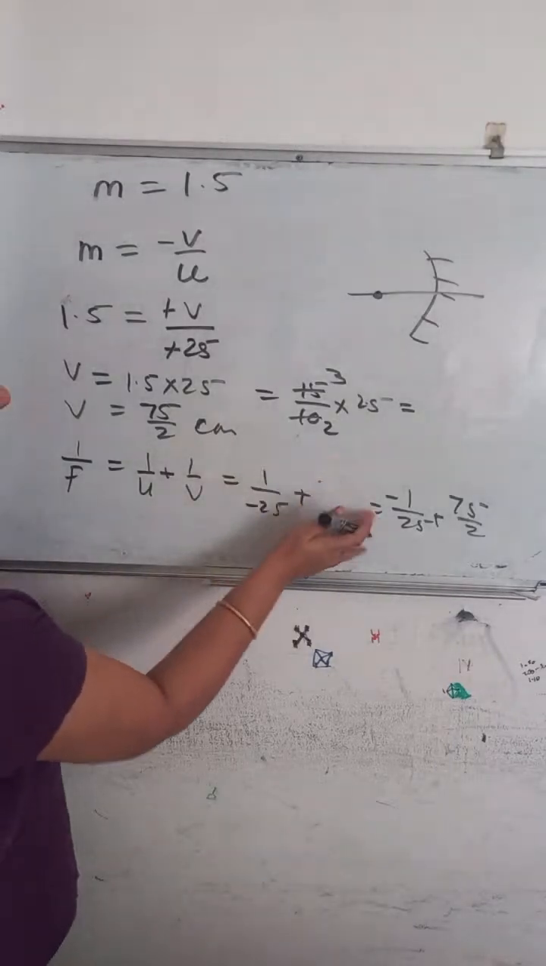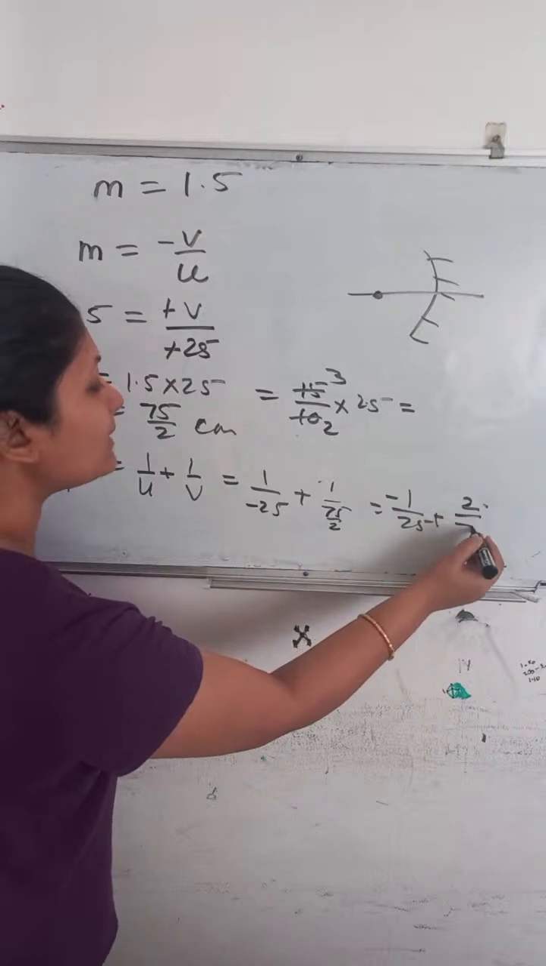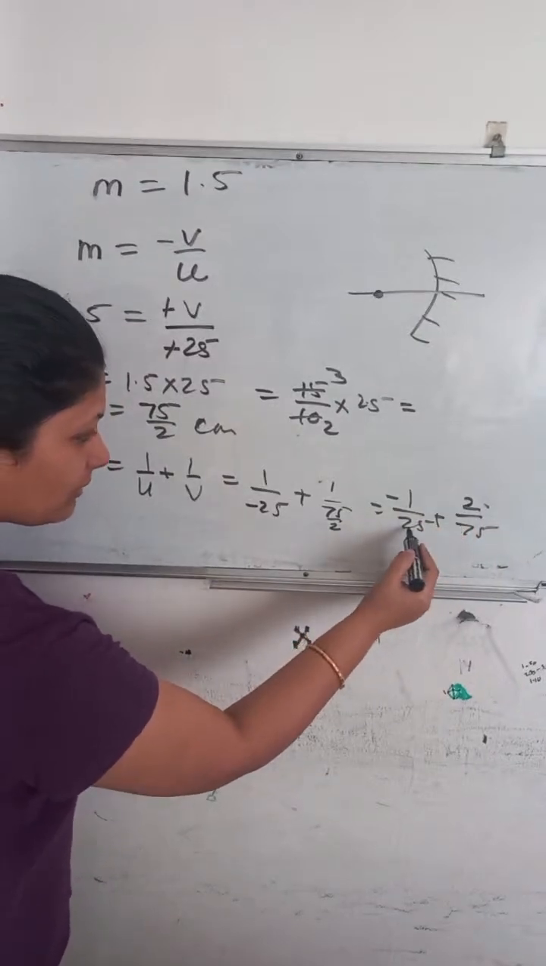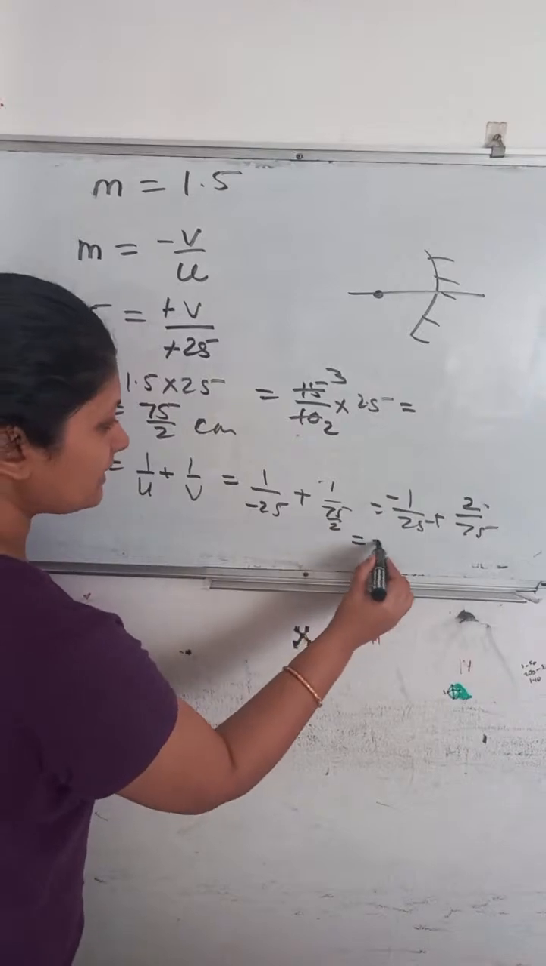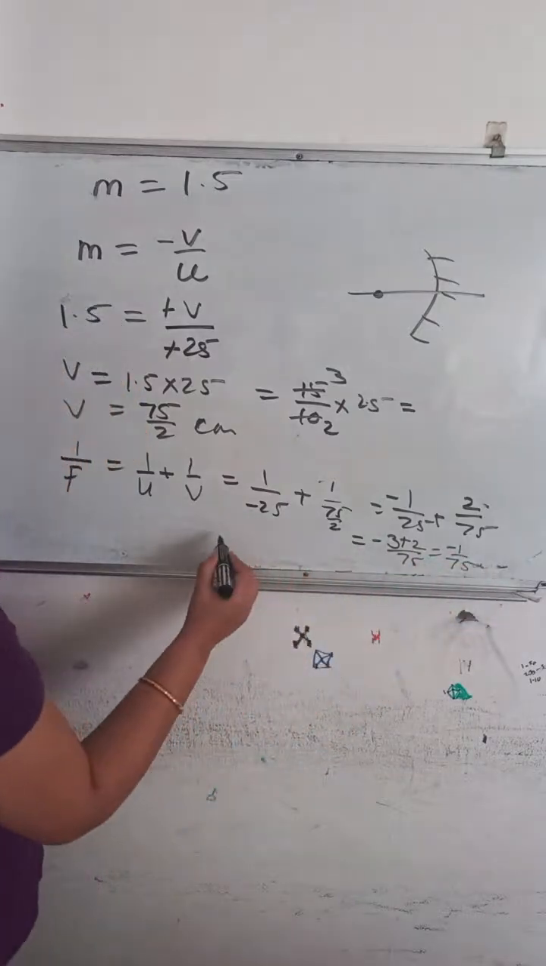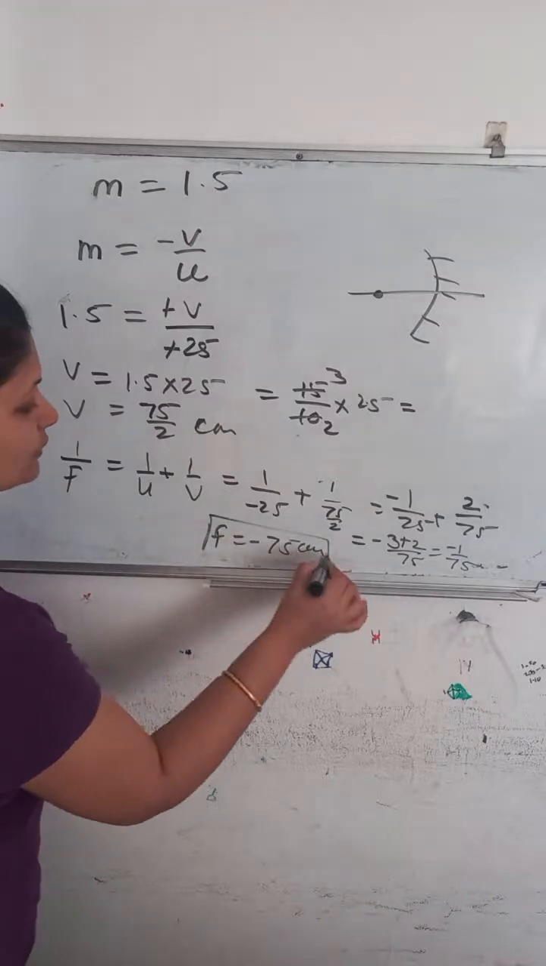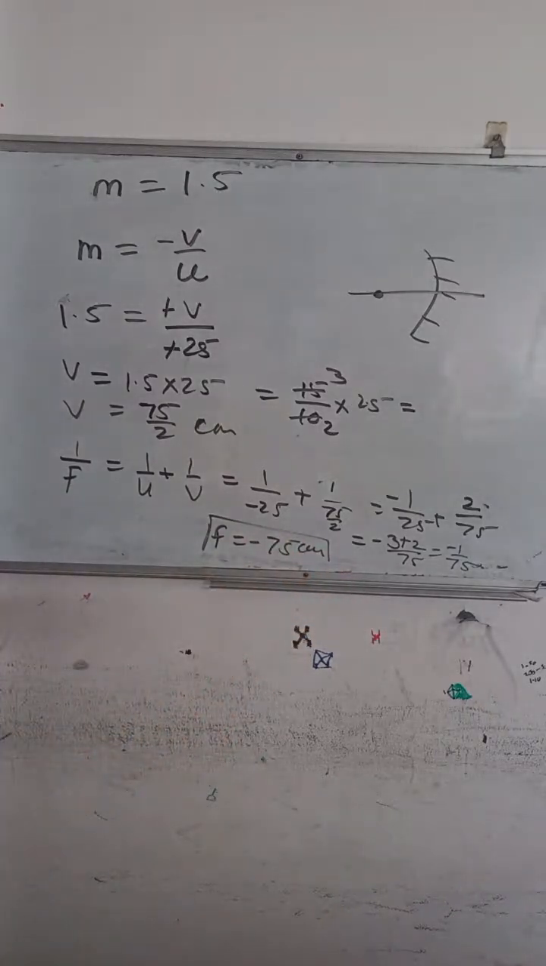1 upon 75 by 2 is nothing but 2 by 75. Okay, so I'll take the LCM: minus 3 plus 2 by 75, that is minus 1 by 75. So focal length I am getting is minus 75 centimeter. Which option? Option first, minus 75. That is the focal length of the concave mirror. Option A is the correct option over here.